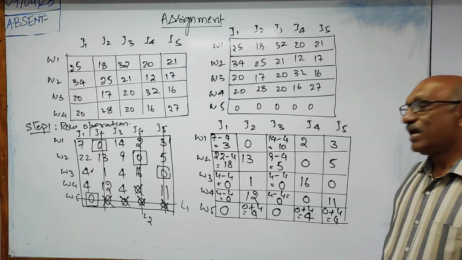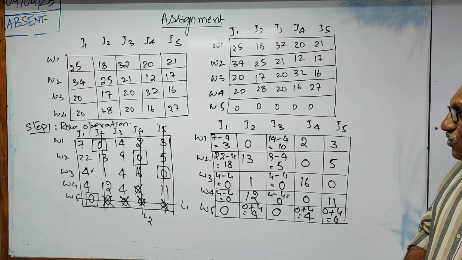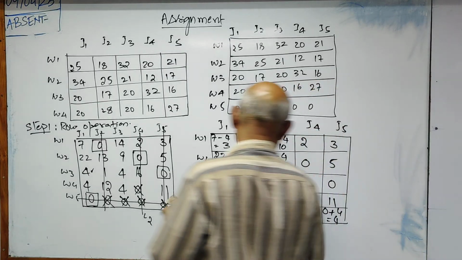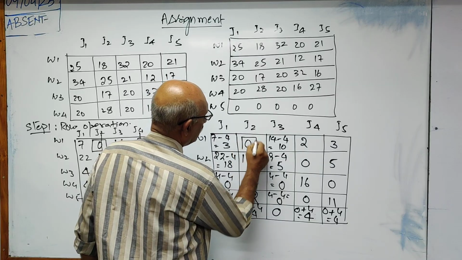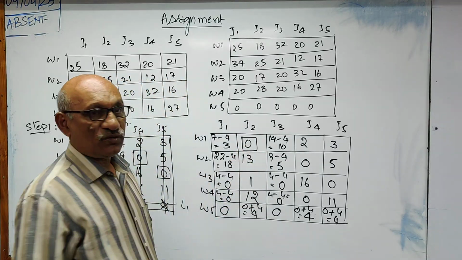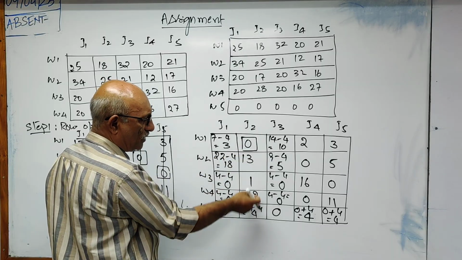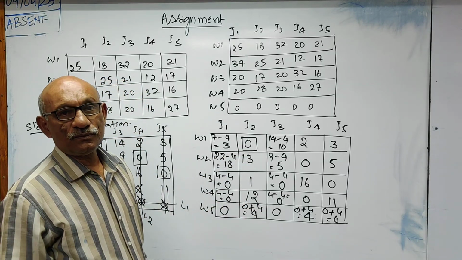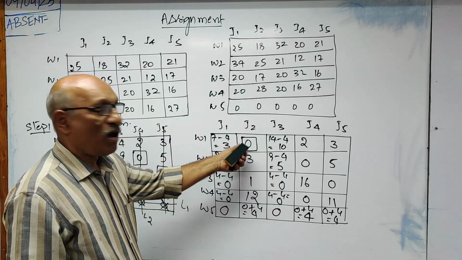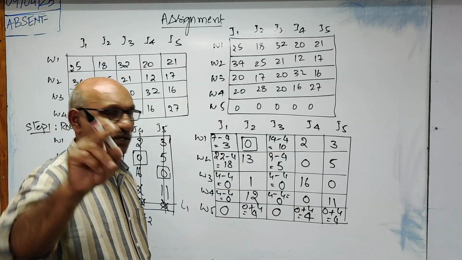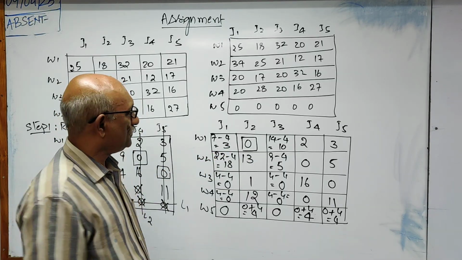Now start giving assignment. First row is having only one 0. Assignment is given here. Put a square over this. This column does not have any zero. Therefore, unique option you have for assigning second job to first worker.